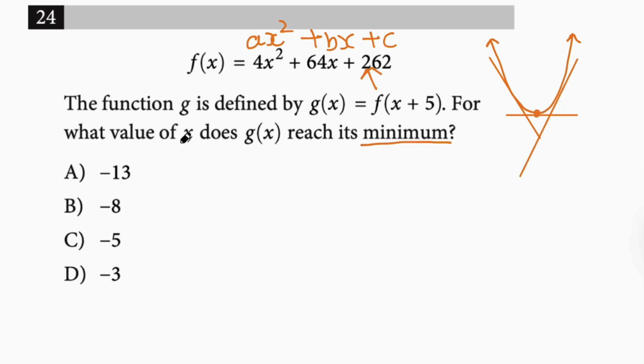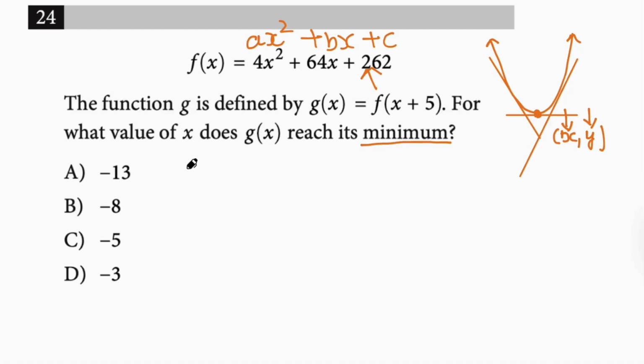Now we have to find at which value of x g(x) reaches its minimum. If this is the vertex, it has some coordinates x and y. This is the minimum value, and this is the value of x where the function reaches its minimum. So we have to find this x. That means we have to find the x coordinate of the vertex. This is what the question is.